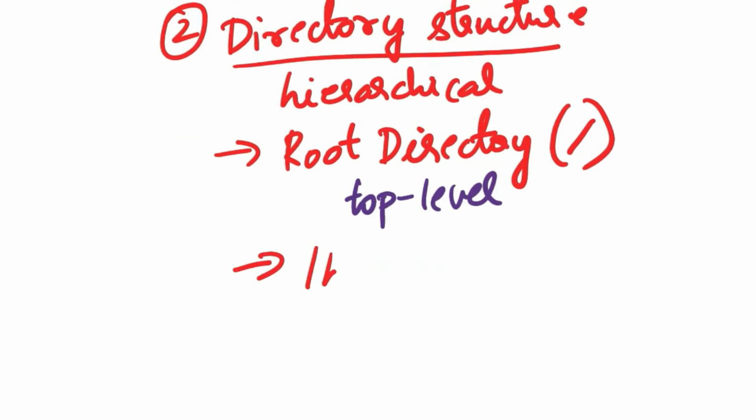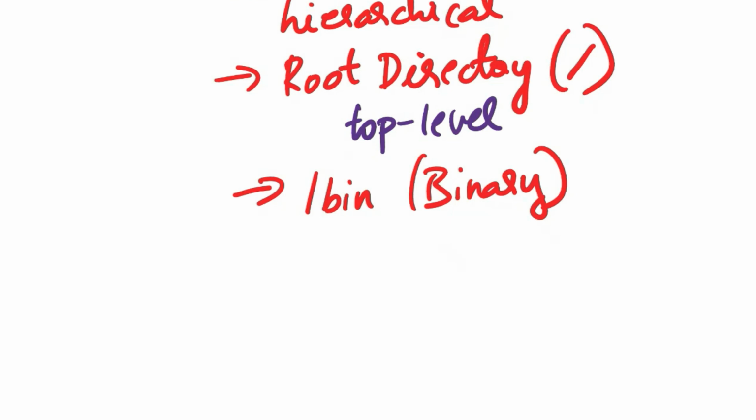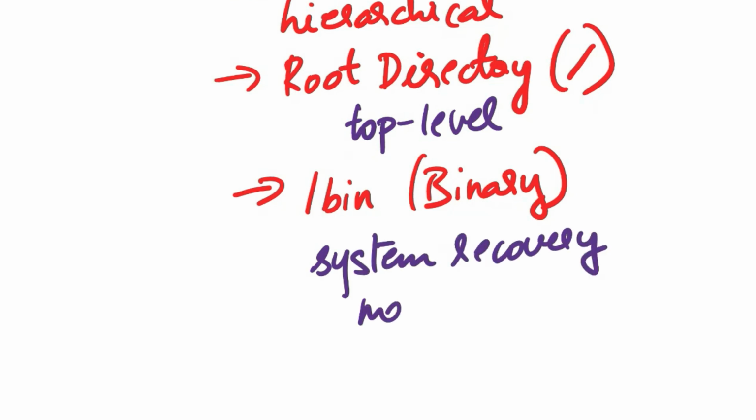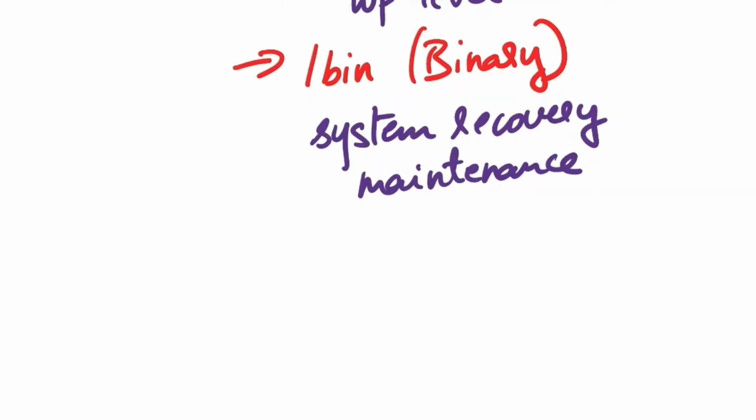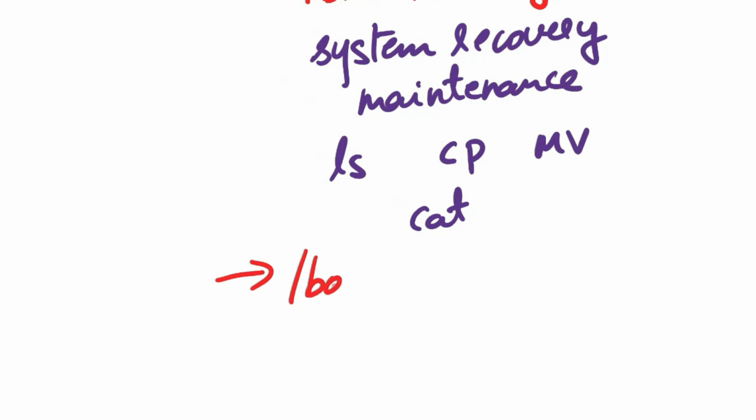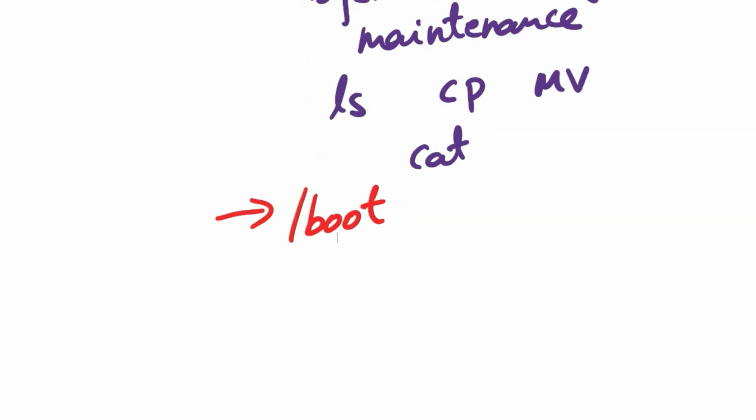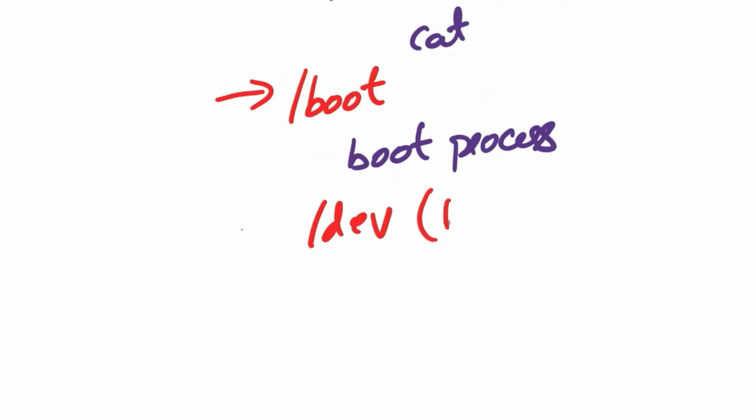Next, /bin, that is binary. This directory contains essential binary executables and commands required for system recovery and maintenance. It includes commands such as ls, cp (copy), mv (move), and cat. Next, /boot. This directory holds the files necessary for the initial stages of the boot process, including the Linux kernel and bootloader configuration files.